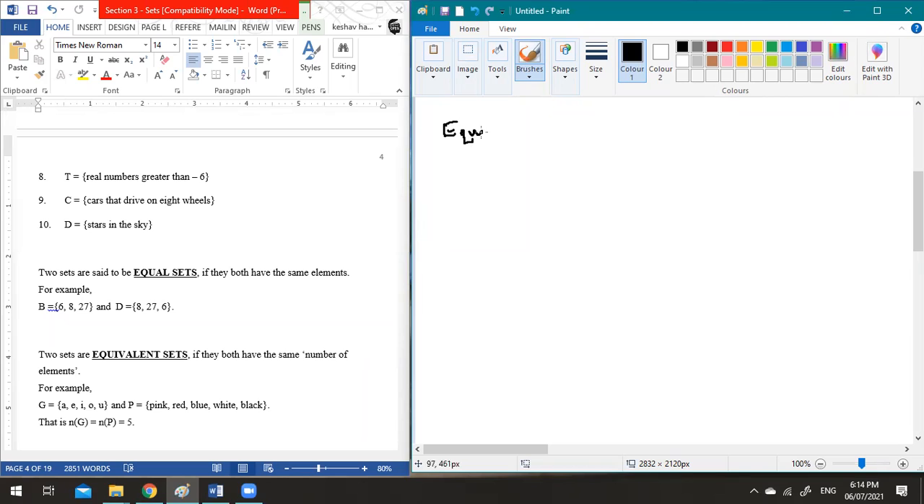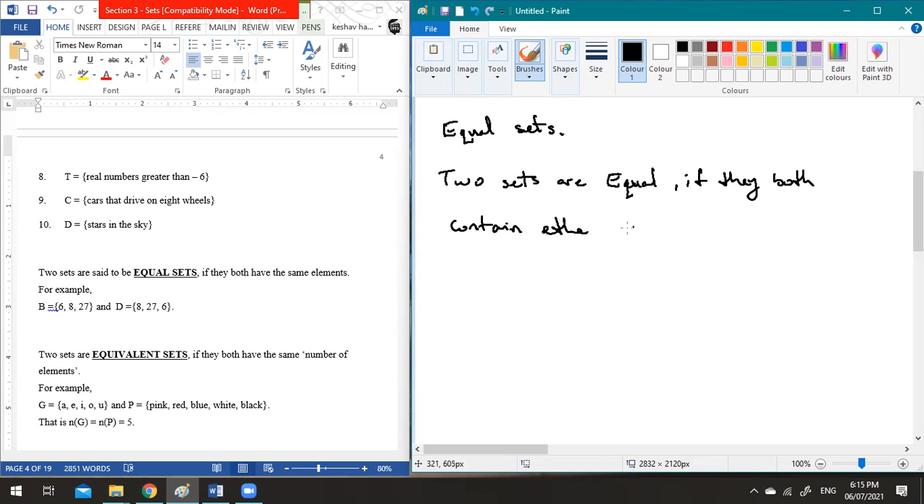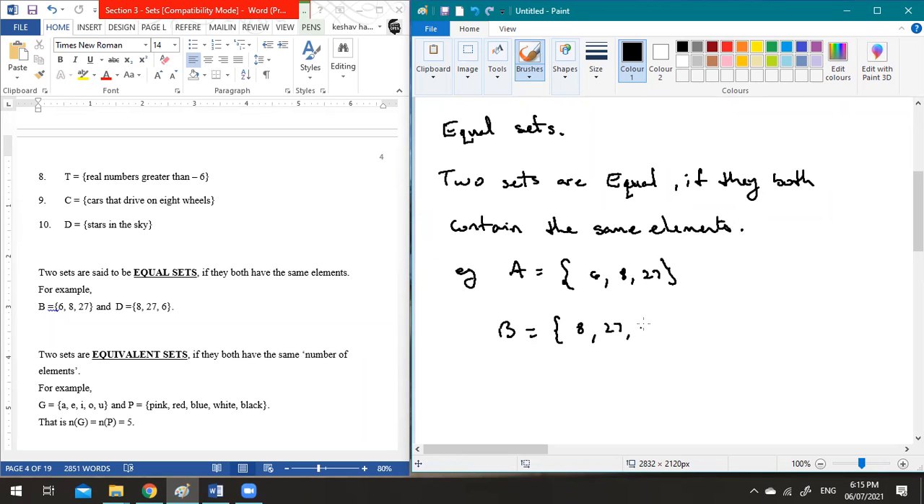So equal sets. Just like the previous video, you remember the sets are said to be equal if the elements are exactly the same. So 2 sets are equal if they both contain the same elements. So for example, A is 6, 8, and 27, and B is 8, 27, and 6. Even though the elements are rearranged, you can tell that they are equal, right? Because they have the exact same elements.